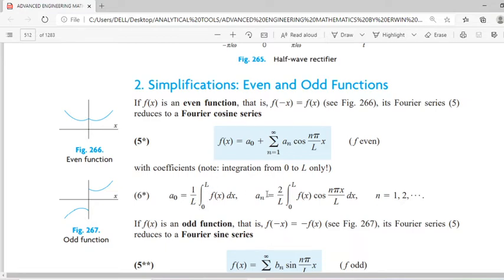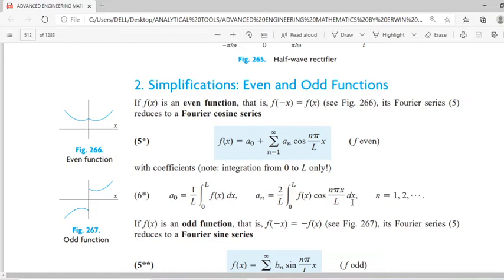In the case of an, f of x is even and cos is even, so the entire function inside the integral will be even. Since it is even, you can write it like this: 2 into 1 by L into integral 0 to L f of x cos n pi x by L dx.